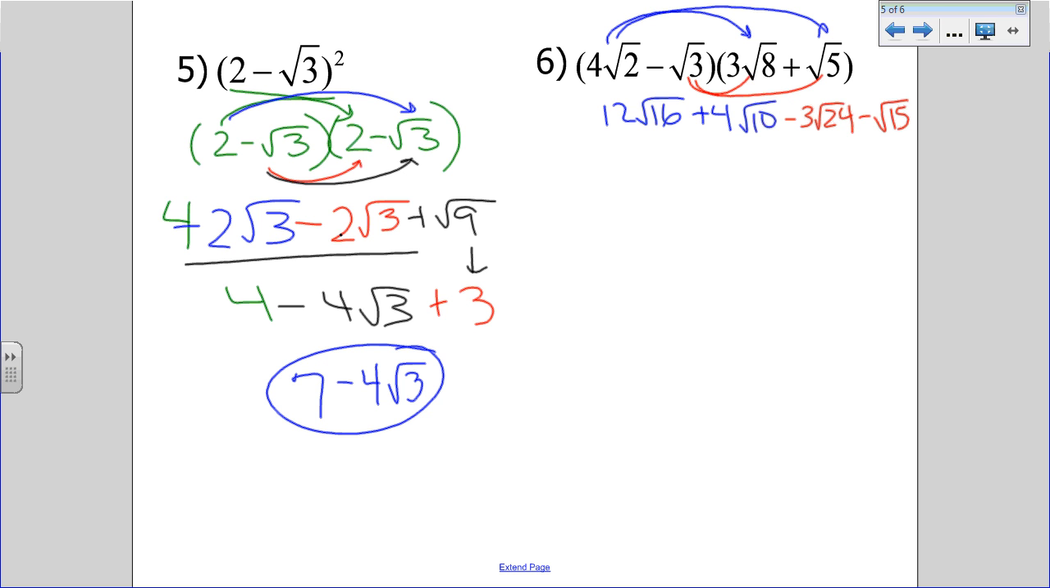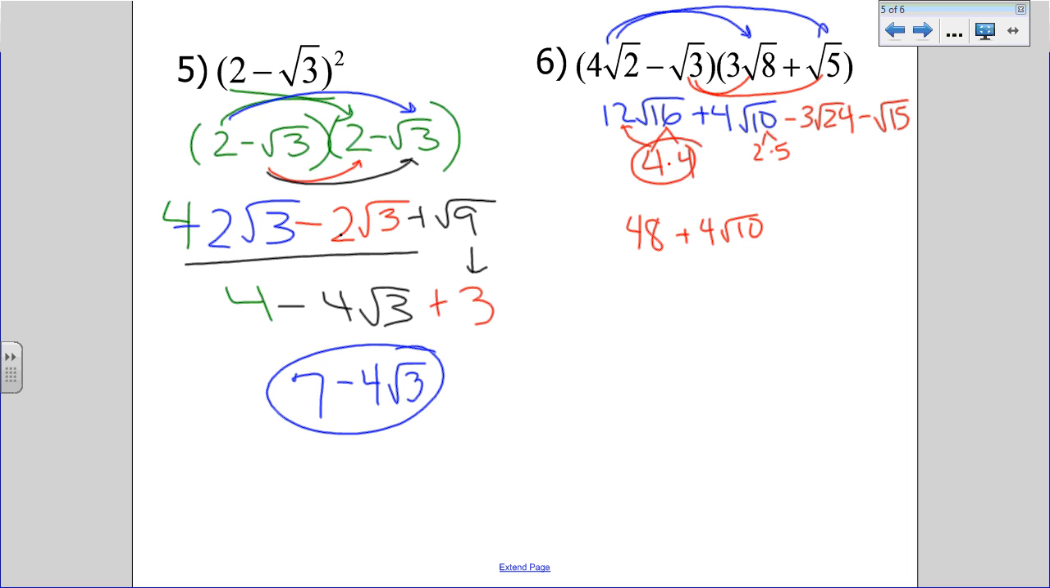Jacob, you got this written down? Let's get going. Rem, you got this? All right. Does square root of 16 simplify? Yep. To what? 4. 4 times 4. That's going to become 48. Does 10 simplify? Well, I can break it down to 2 times 5, but are there any perfect squares there? No. So this is just going to stay plus 4 square roots of 10.